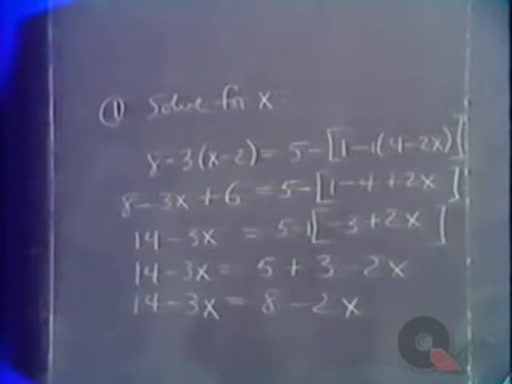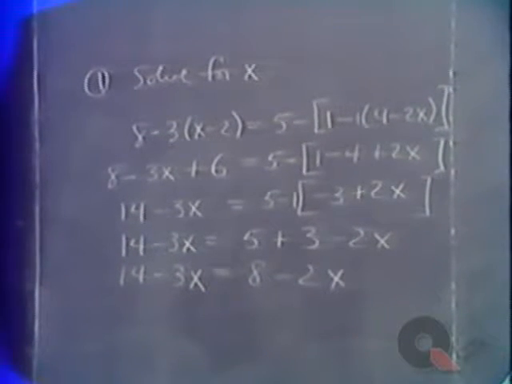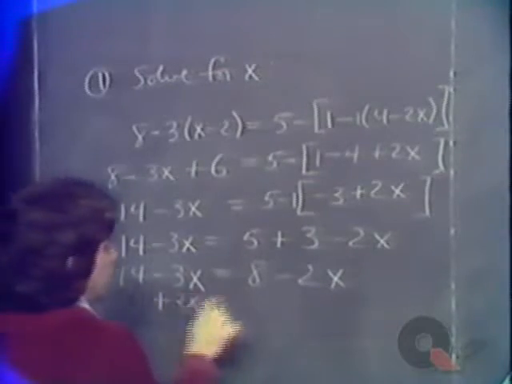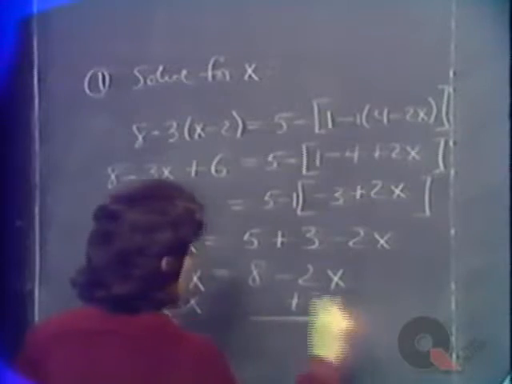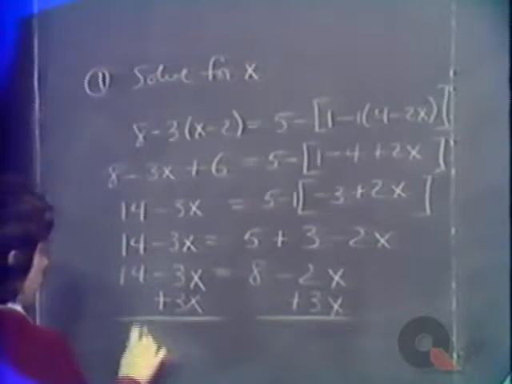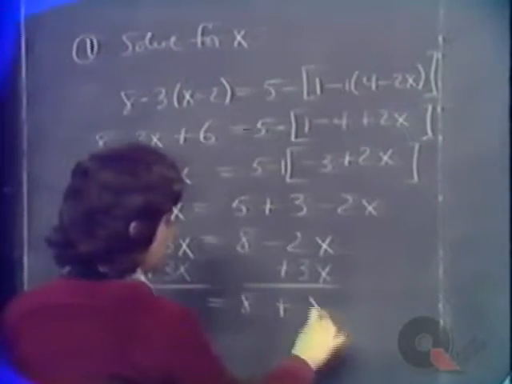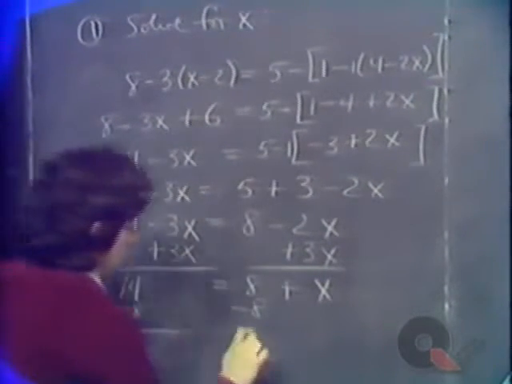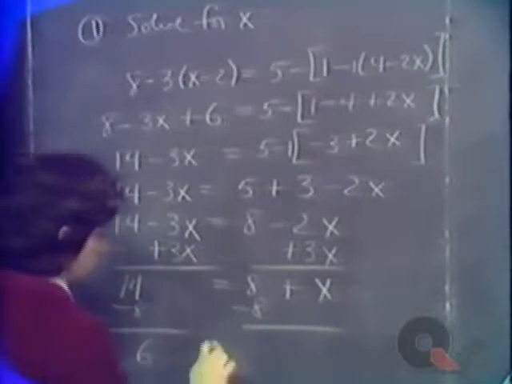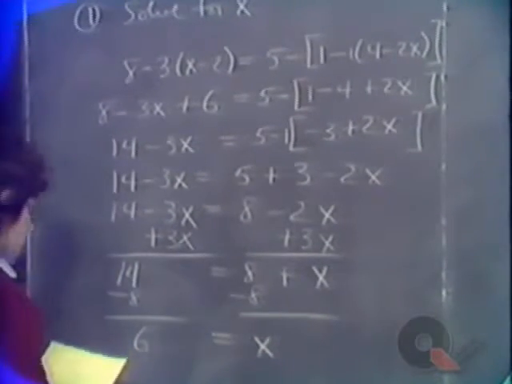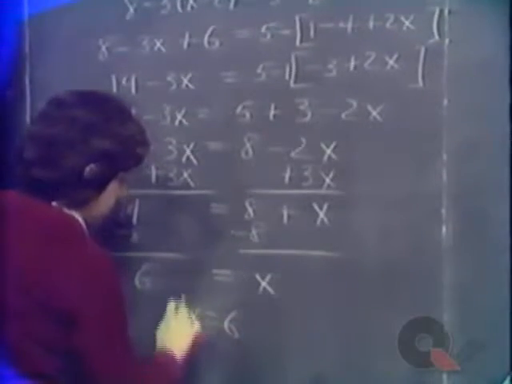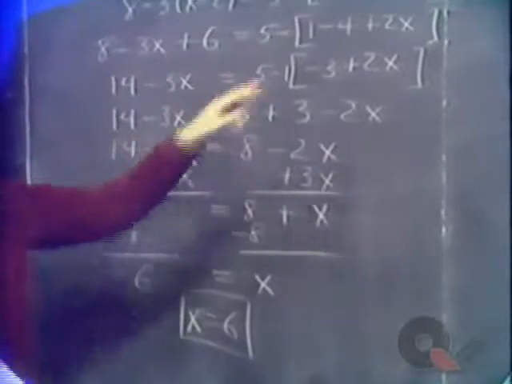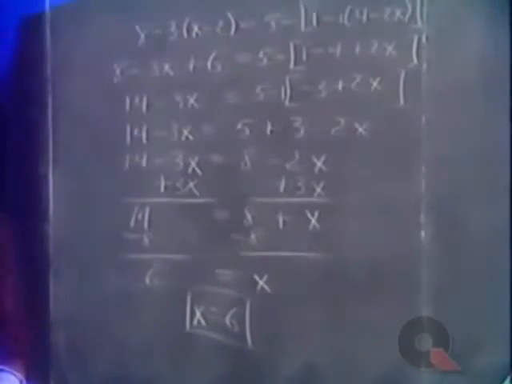And now we're going to solve for x. We want to get x alone on one side of the equation. So we can add 3x to both sides of the equation. This will give us 14 equals 8 plus x, and then subtract 8 from both sides of the equation, giving us 6 equals x, or x equals 6 is our answer. And of course we can check it in the original equation, and if we do that, it does work out.